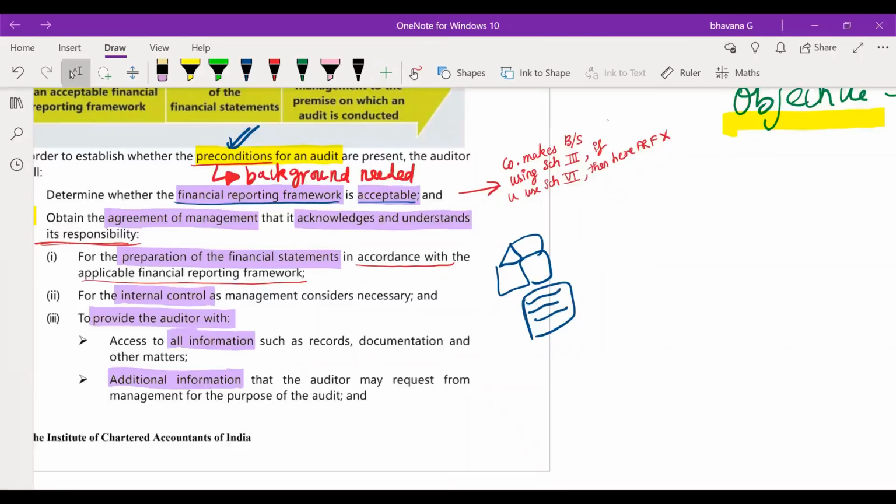These are basic. This term, financial reporting framework, is going to be used 100 times in the auditing subject. You want me to explain, or do you know? Yeah, explain. Okay, fine. So what is a financial reporting framework?